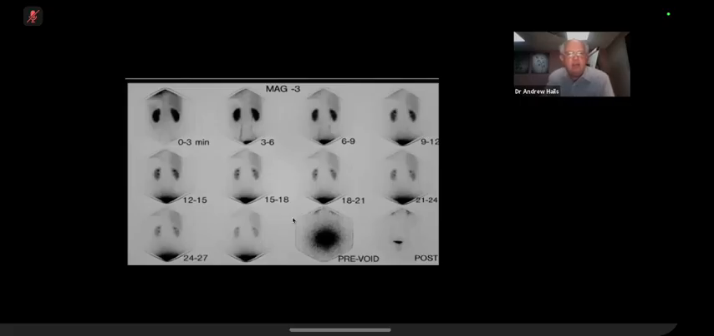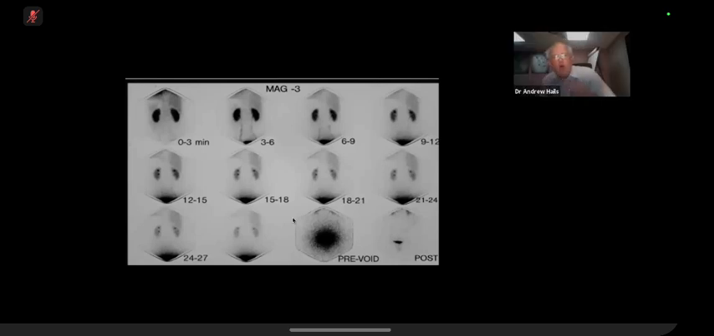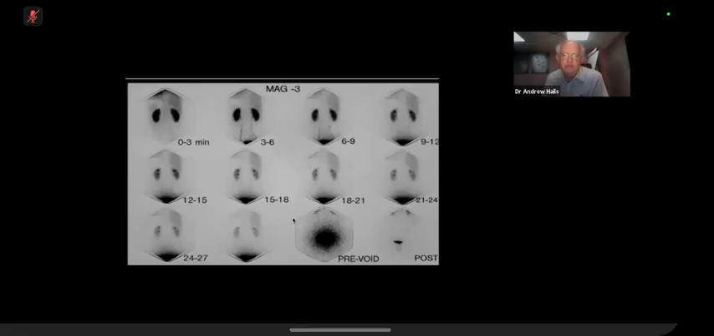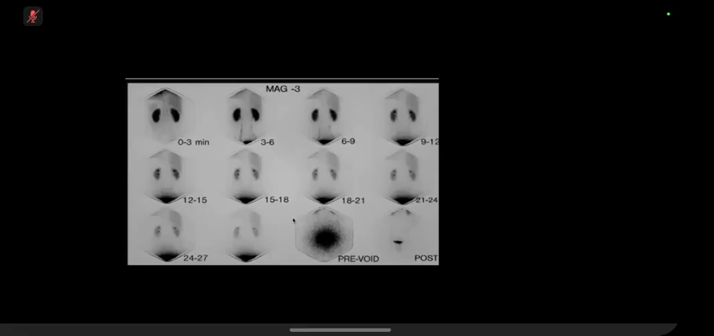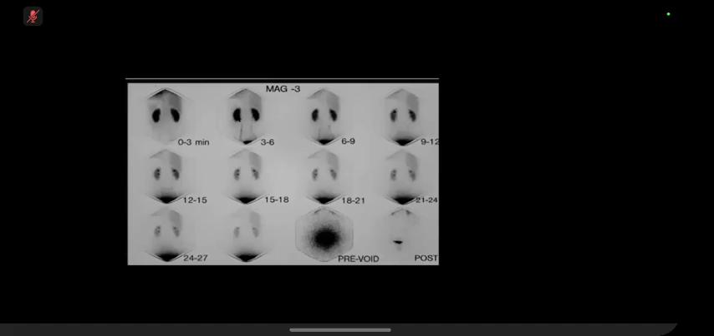And so what part of the examination is this? The excretory phase. Yeah. So all examinations have these two different parts. And is this normal? It looks normal, yeah. Okay. Which kidney is this one? I think this is the left kidney.